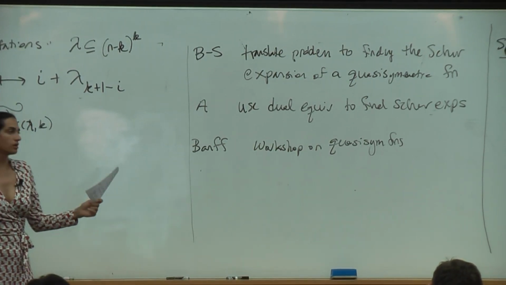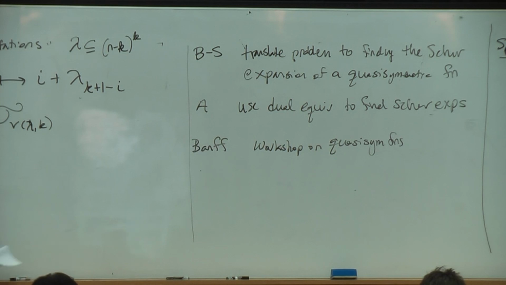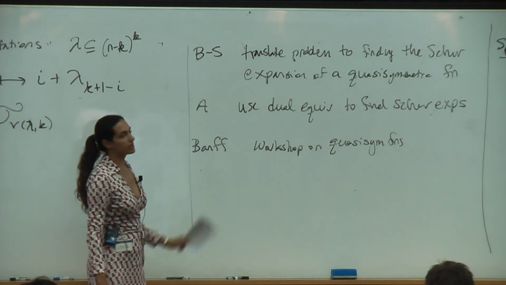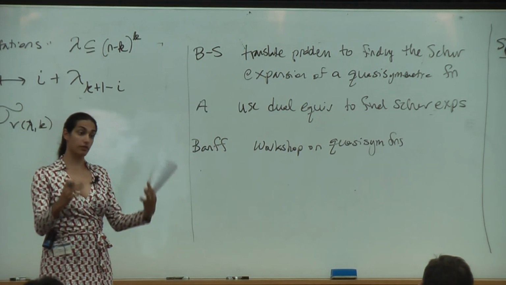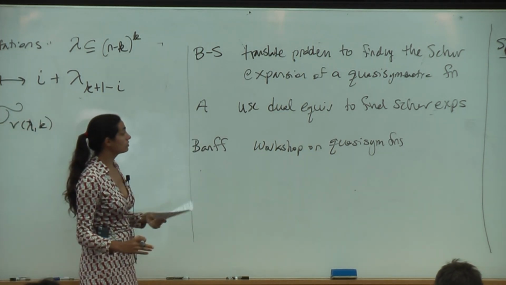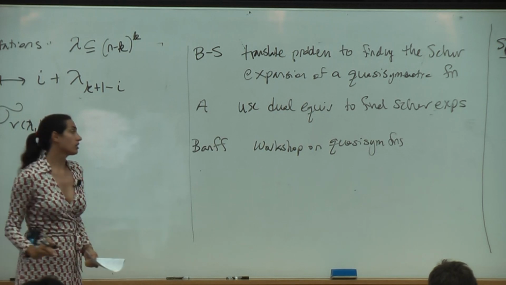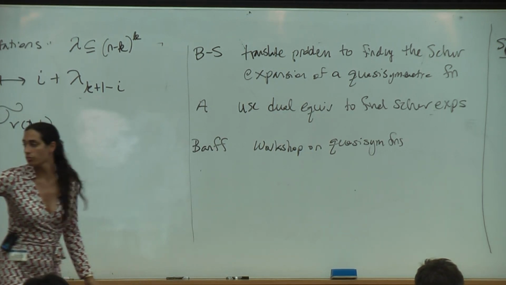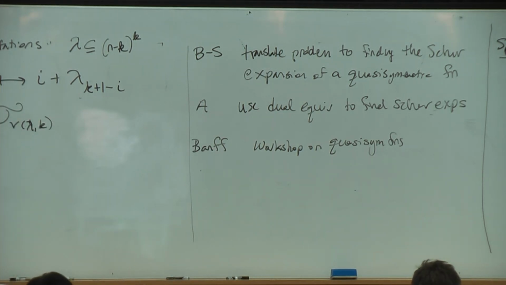So really the first half of my talk is the introduction setting this up. The second half of my talk will be explaining what Bergeron and Sottile did and the quasi-symmetric function that they defined. And then the third half will be explaining dual equivalence and how you use that to get a quasi-symmetric function. And then we'll have an answer to what these coefficients are. So, questions so far?